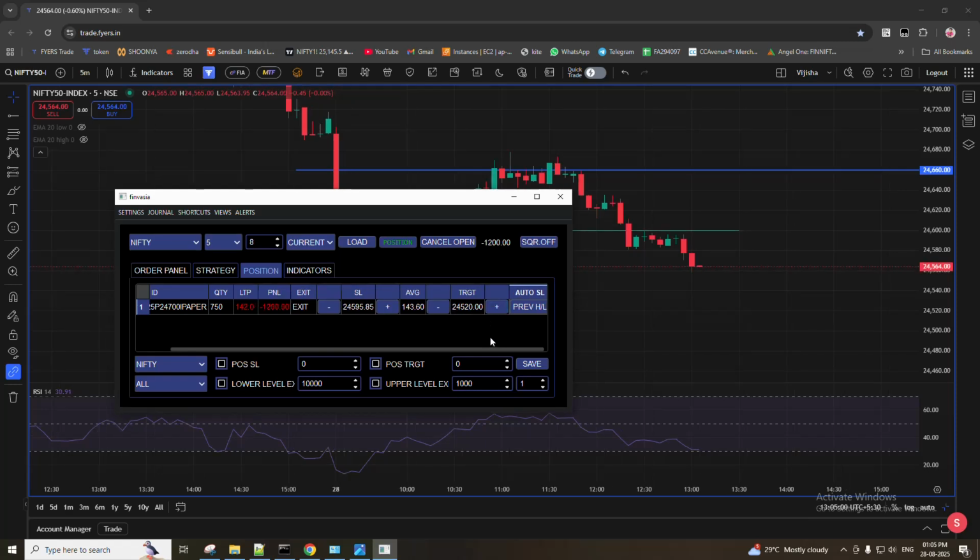Now a new candle is formed. If I click previous high or low again, the stop loss is moved to 24578, which is the high of this previous candle. Now the stop loss is placed at the high of this candle, and I'm moving my target to 24550.